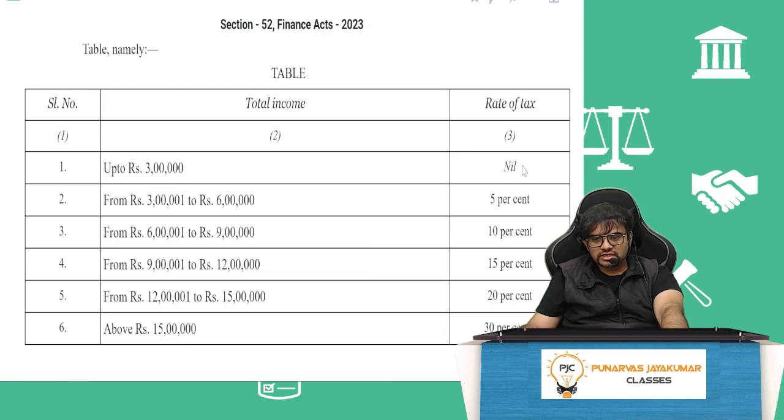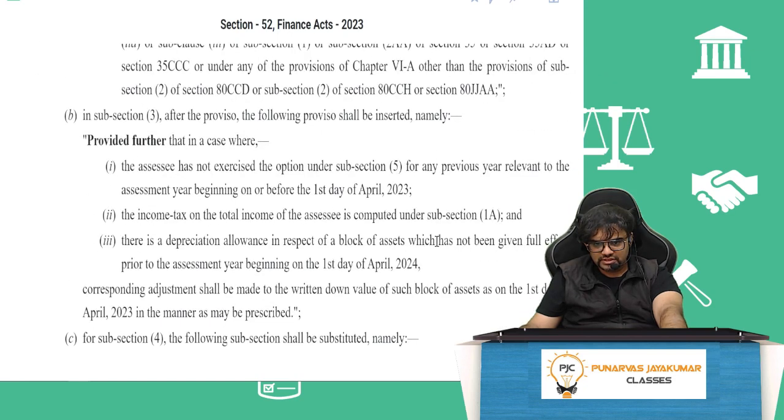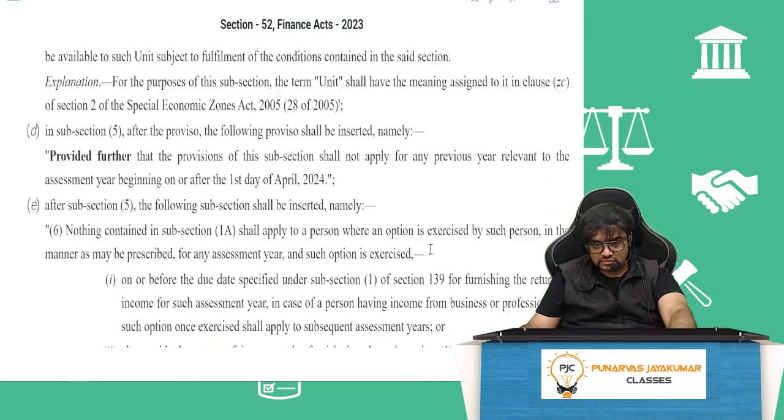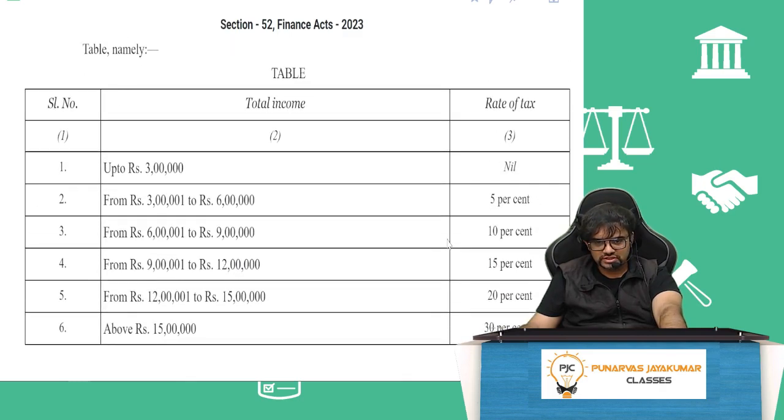Right. Up to 3 lakh, nil, 3 lakh to 6 lakh, 5%, 6 lakh to 9 lakh, 10%, 9 lakh to 12 lakh, 15%, 12 lakh to 15 lakh, 20%, and above 15 lakh, 30%. These are all the amendments here. We'll see this part later. I just want to show you this, that's all.